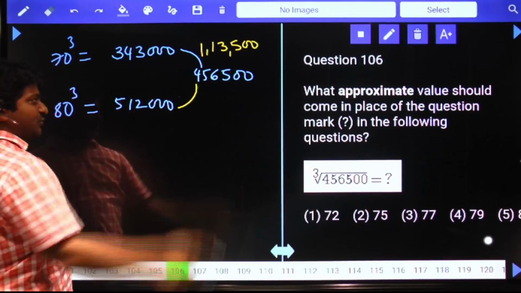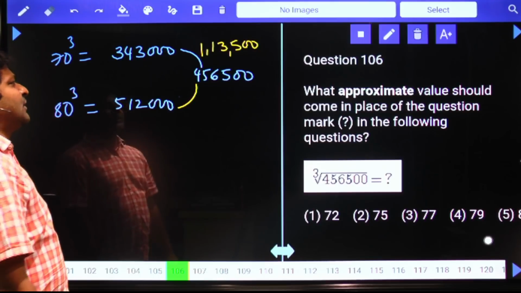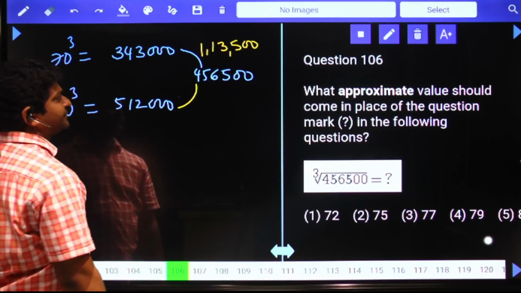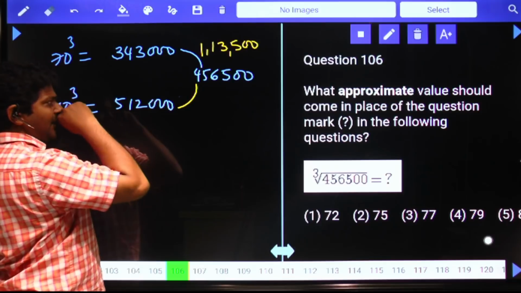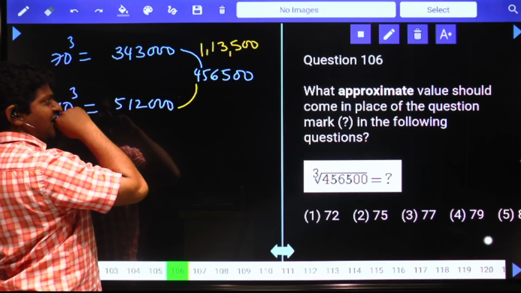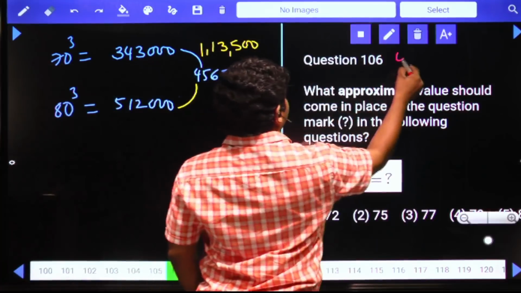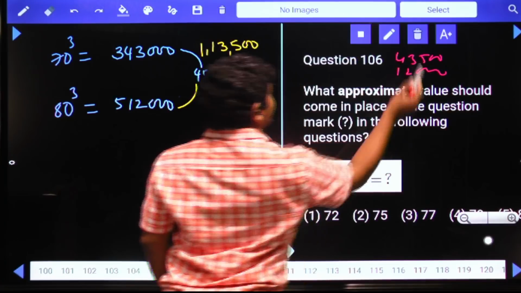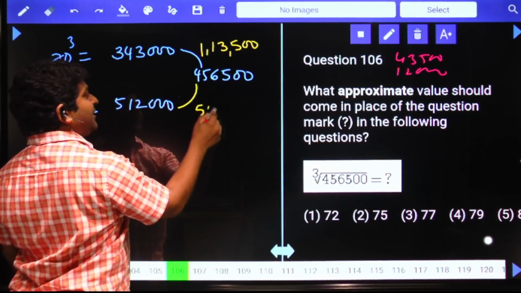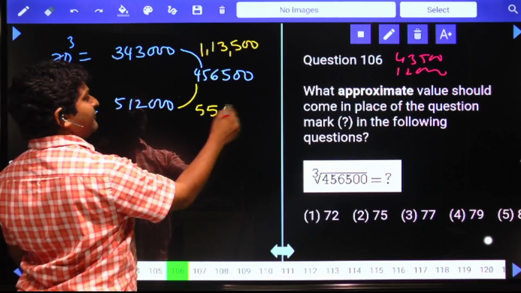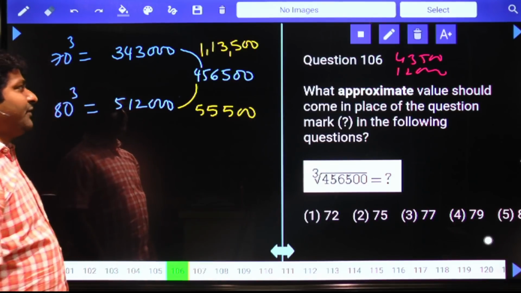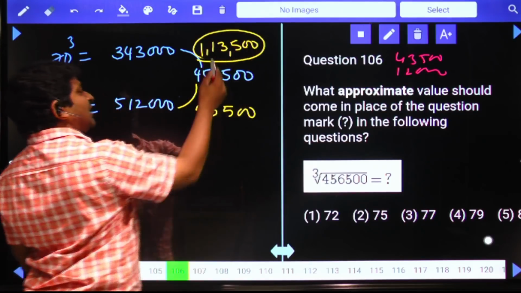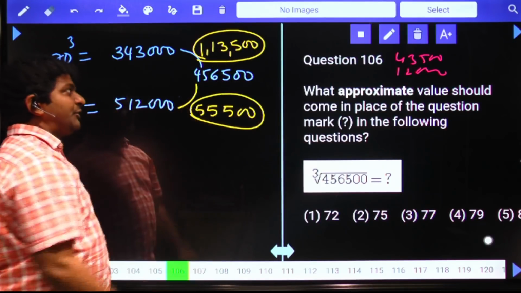And the difference between these two numbers is 12,000 here, and here it is 43,500. 43,500 plus 12,000 is equal to 55,500. Now, I would like to calculate the ratio between these two numbers.